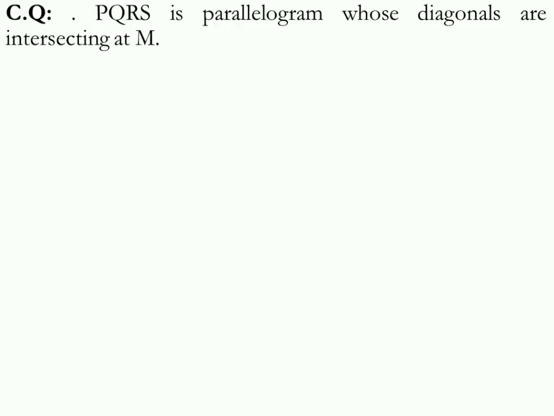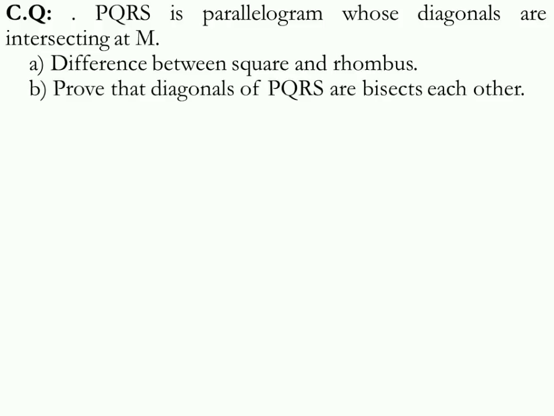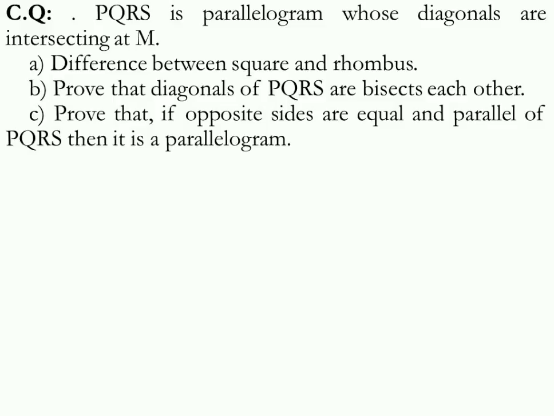PQRS is a parallelogram whose diagonals are intersecting at M. Now look at the questions. Number A, difference between square and rhombus. Number B, prove that diagonals of PQRS bisect each other. Number C, prove that if opposite sides are equal and parallel in PQRS, then it is a parallelogram. So the condition is given that if the opposite sides are equal and parallel, then any quadrilateral can be a parallelogram.